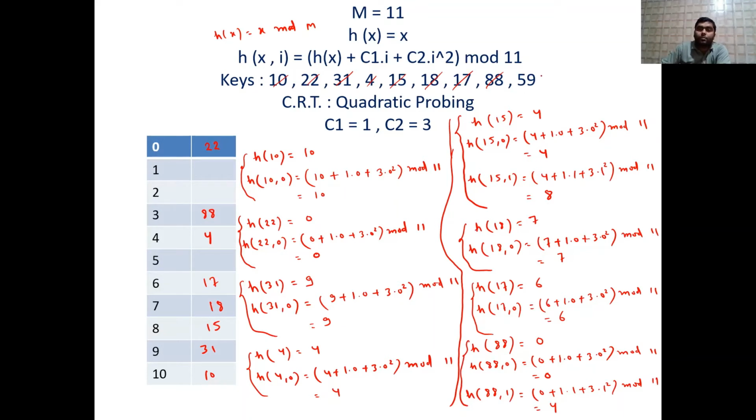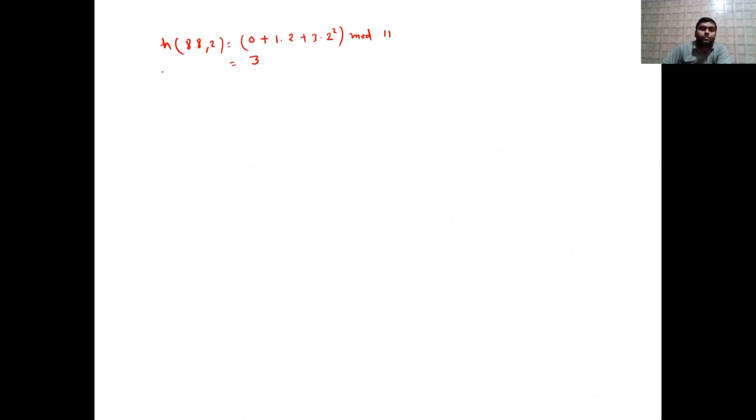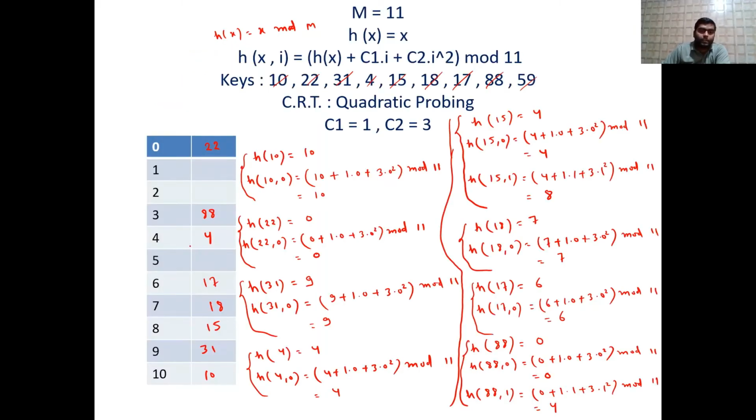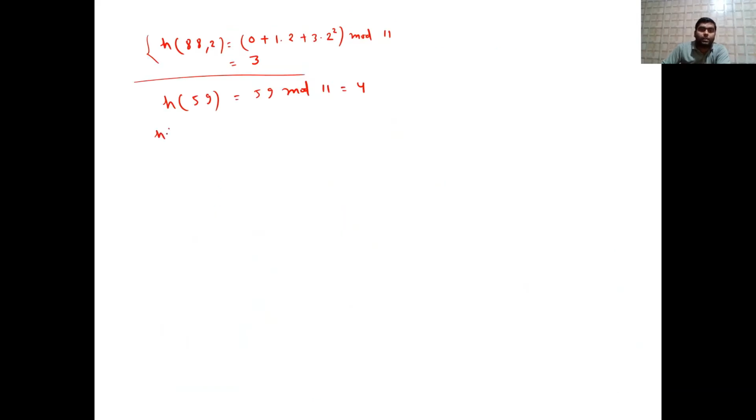Now next is 59. So what is H of 59? Observe carefully. This is like the previous case. H of 59 means 59 mod 11, as we are already doing this many times. 11 fives are 55, remaining is 4. So we know the fourth position, the space is not available, but anyhow calculate the probe with the use of the quadratic formula.